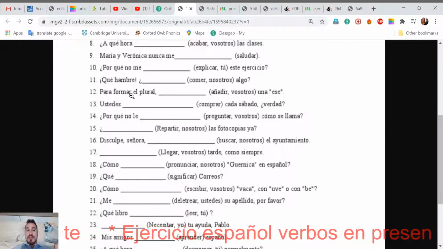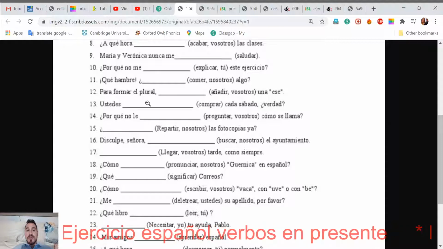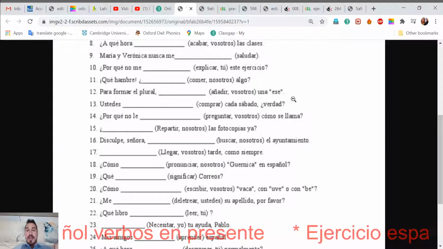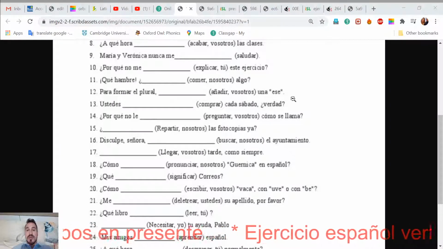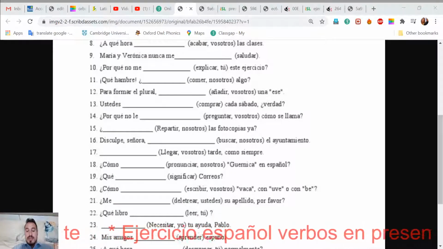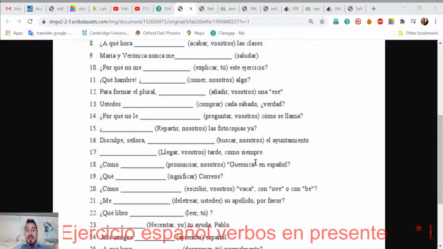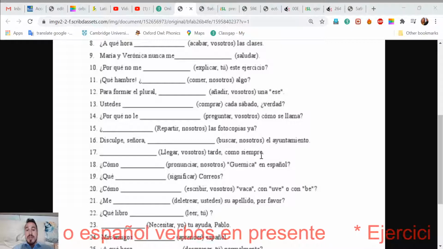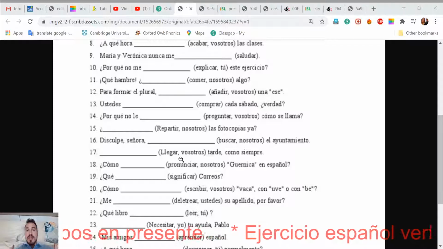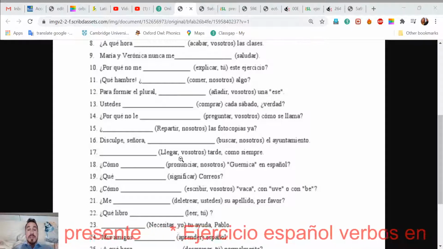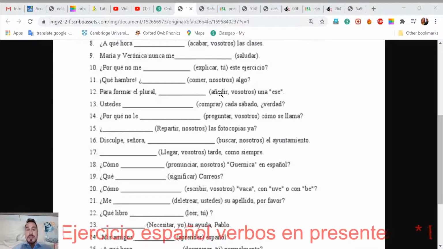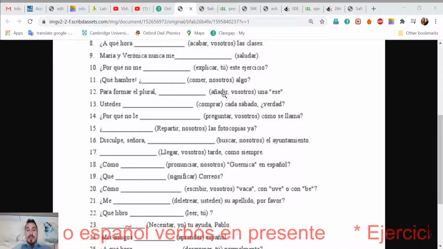12. Para formar el plural. So, in order to form the plural, añadir means to add an S. So, we talk about you guys. This is an IR verb. So, añadís. Remember, for you guys and we in the IR, instead of having an E, we're going to have an I instead, okay? So, you're going to say añado, añades, añade, añadimos, añadís, añaden. Alright? Remember, this is not an N, this is actually a different letter. This is ñ. So it should be pronounced differently.